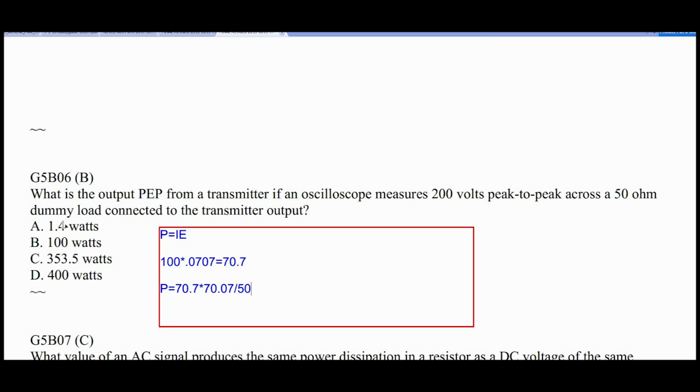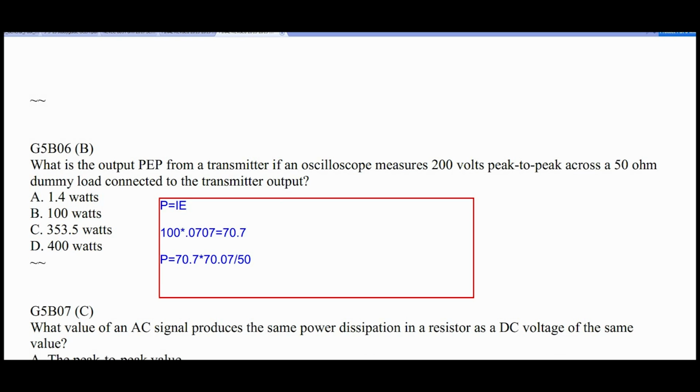This is one of those questions that you may never be involved with. I don't know. The trick in this one is that 200 volts isn't 200 volts. It's half that times root mean squared. And then you do the math. So it's 100 watts.